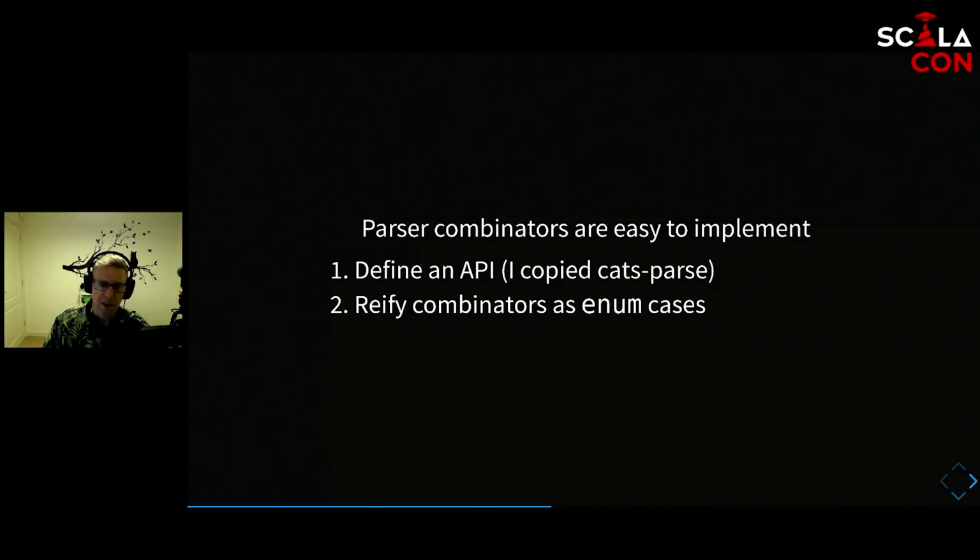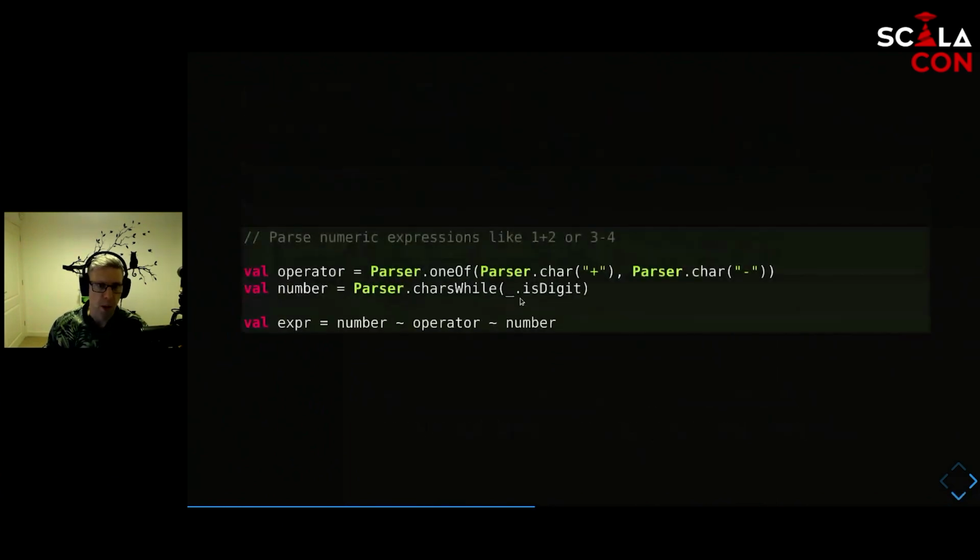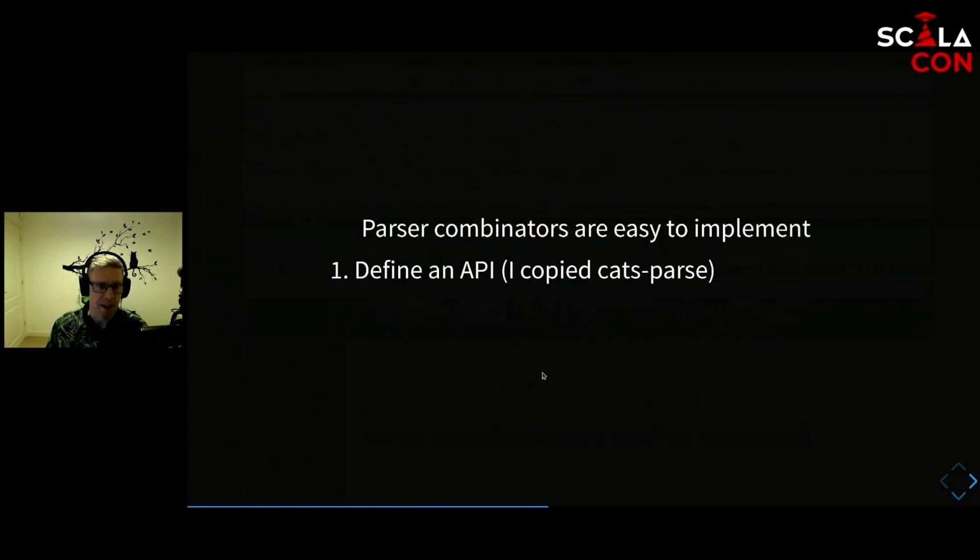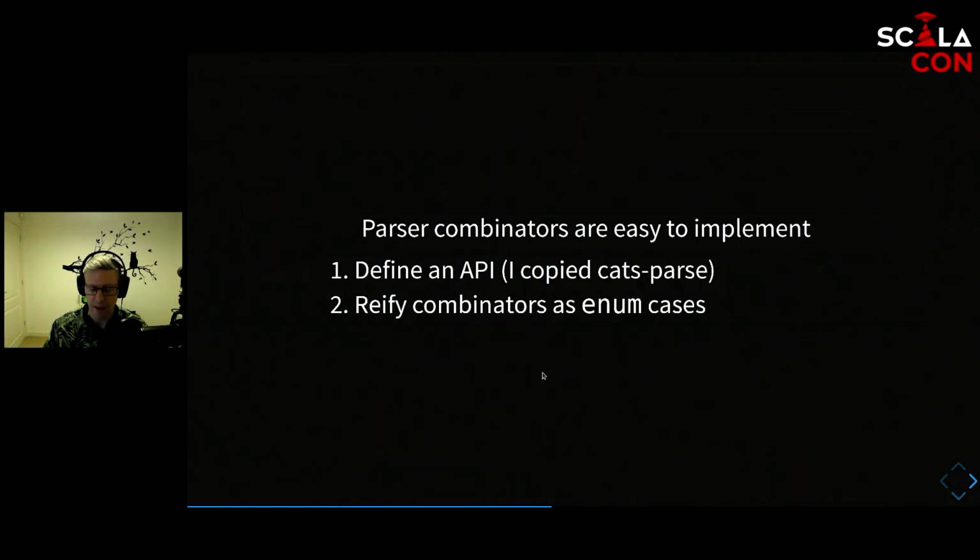Then I reified the combinators as enum cases. So I'm using a mixture of Scala 3 terminology, that's enum. In Scala 2, that's a sealed trait extended by a bunch of case classes. And by reify, what I mean in the abstract is to take something abstract and make it concrete. Concretely, in this example, what I mean is to take a method call, a call to one of these combinators, such as oneOf that we saw earlier, or charsWhile, and turn that into a data structure. So turn it into a case class in Scala 2 or an enum case in Scala 3. So that's the concrete part.